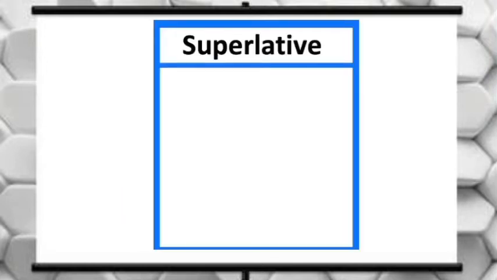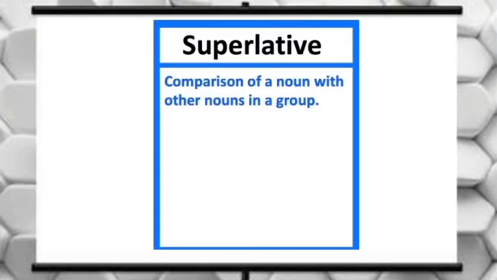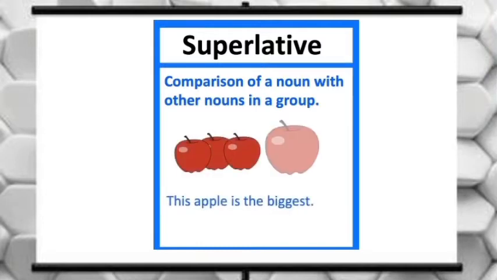Superlative adjectives compare one thing or person with all other things or people in a group. Therefore, it's a comparison of a noun with all other nouns in a group. For example, this apple is the biggest. Notice that we use the article the, followed by the adjective ending in est.